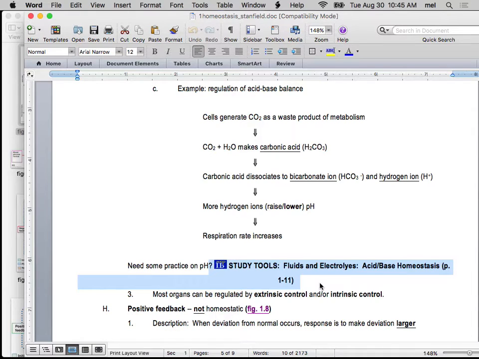So if you need practice, interactive physiology has some practice on pH for you. Again, I don't test out of that, but if you want to make yourself comfortable, feel good about that kind of stuff.